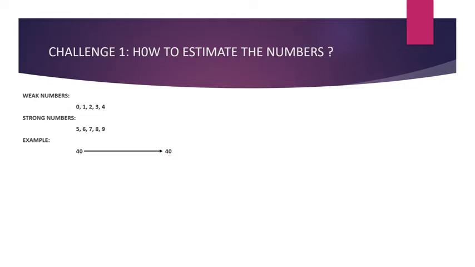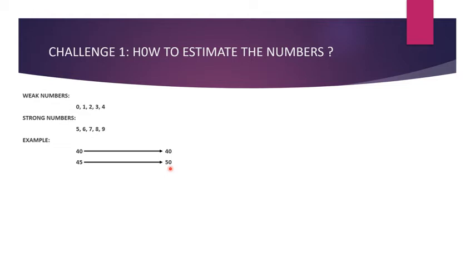Okay. Now I am taking another example. 45. At the end of the 45 it is 5. You can see 5 is a strong number. So it pushed the 4 and changed it into 5. When a strong number comes at the end, it will change the next number and the next number will be increased. 45 will be changed into 50 after estimation.